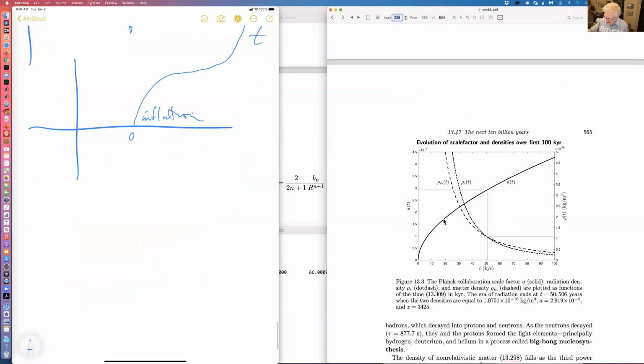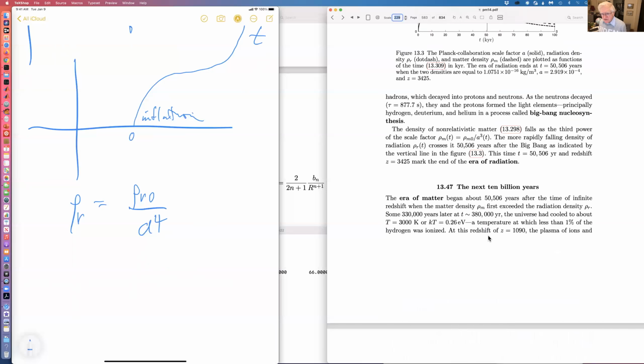And the reason for that is that rho radiation is rho radiation 0 over a to the 4th. And so for small a, you expect radiation to dominate. And that's true for about 50,000 years. And then matter starts to take over. And you see the mass density due to matter falls like this. But for radiation, it falls faster. And so the one overtakes the other at 50,000 years.